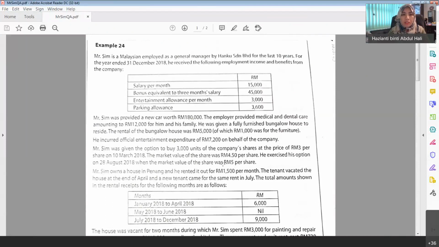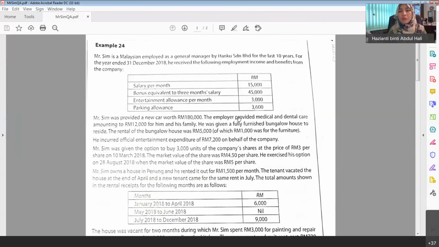on non-business income. So here we have Mr. Sim, a Malaysian employed as a GM by Hangku Sendirian Berhad for the last 10 years. For the year ended 31st December 2018, the following employment income and benefits from the company, right, so he received salary per month, bonus equivalent to 3 months salary, entertainment allowance per month and also parking allowance. He is provided with a new car worth 180,000.